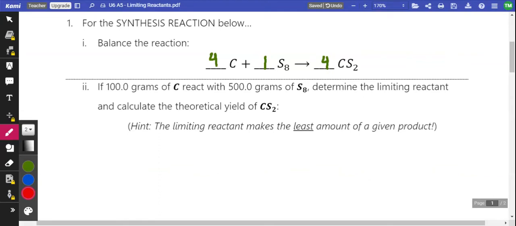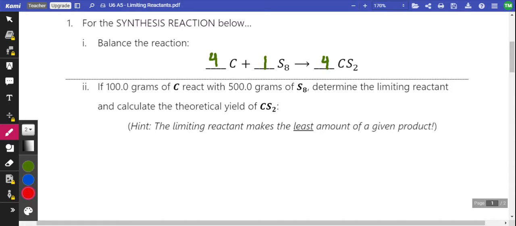Okay, we're going to look at doing some stoichiometry to figure out the theoretical yield of a chemical reaction. In other words, how much product we're going to make. But we're going to be facing this problem with two amounts of reactants, because that's how we're usually going to do it in the lab. We have some of this and some of that. We put them together. One of those reactants is going to run out first.